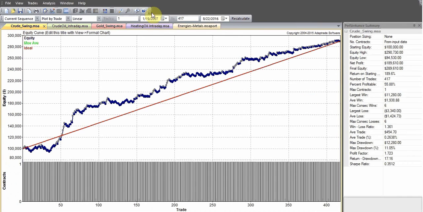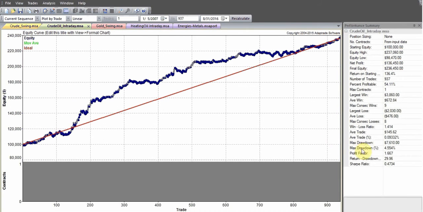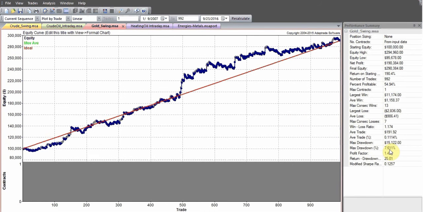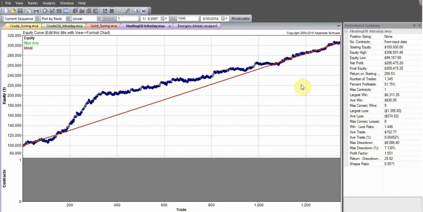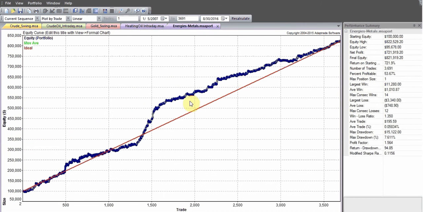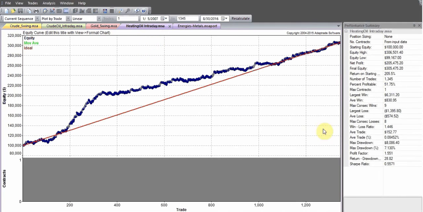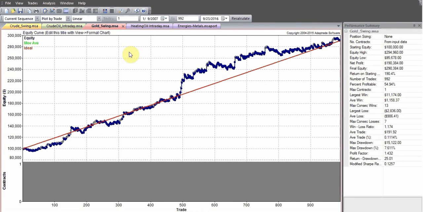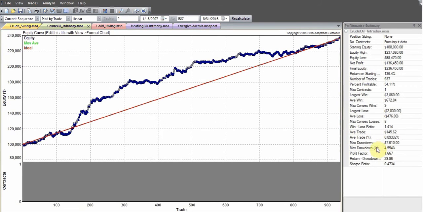In this case, you see 11%. Crude oil here is almost 5%. Gold is 7.6%. Heating oil is 7%. But when they are aggregated all together, the maximum drawdown is roughly 7.6% on average. So you don't get this high amount, which I noticed in gold, where it is 11%.